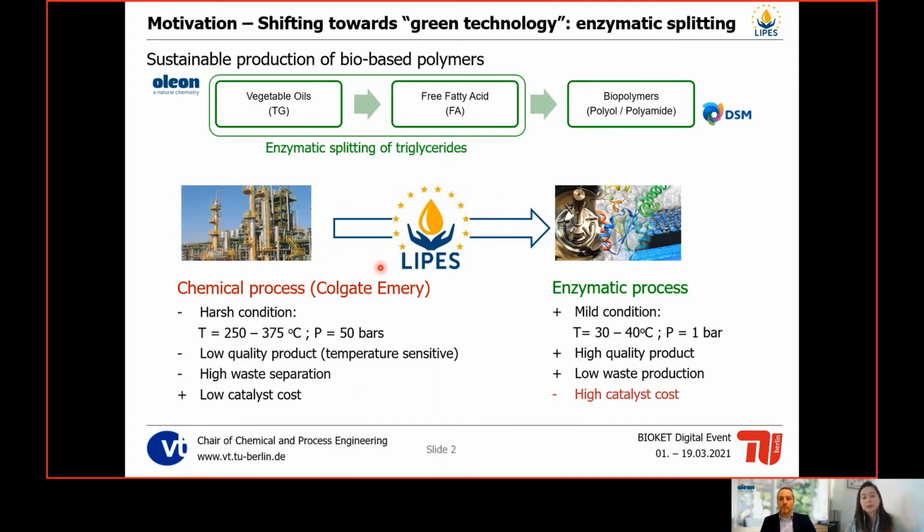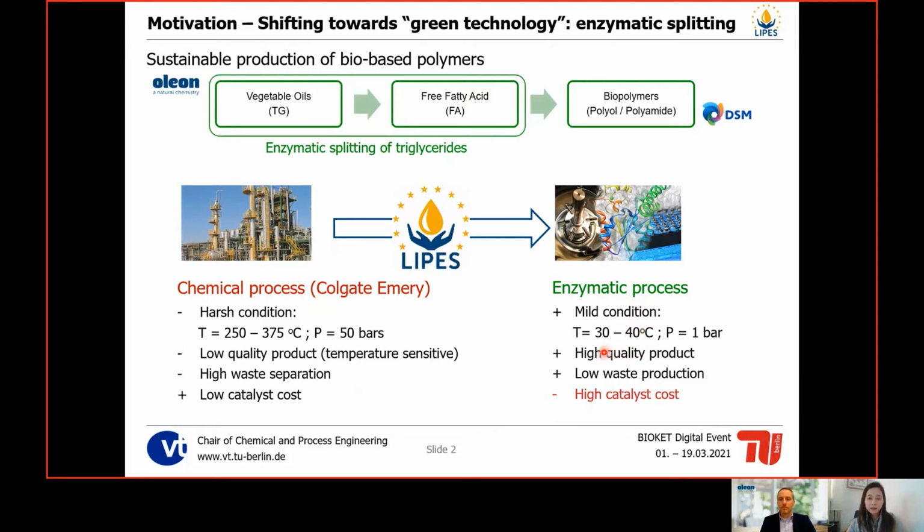The main goal of the project is to shift from chemical processes which use harsh conditions with a higher temperature, 250 degrees Celsius, up to 300 degrees Celsius, and at elevated pressure up to 50 bars. With enzymes, we can do the exact same reaction, but with mild conditions of 30 to 40 degrees Celsius and at atmospheric pressure. So not only can we save a lot of energy by doing this process, we can also preserve the quality of the product, because sometimes we are dealing with temperature-sensitive fatty acids, for example, ricinoleic acid.